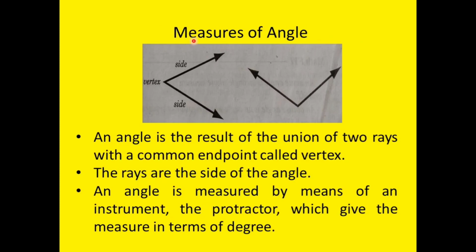Now let's go to measures of angle. So an angle is the result of the union of 2 rays. So you have it here, based on the illustration, we have 2 rays connected in 1 single point. That is what we call the rays. And the common endpoint, that is called a vertex. The rays are the sides of the angle. An angle is measured by means of an instrument, the protractor, which gives the measure in terms of degrees.